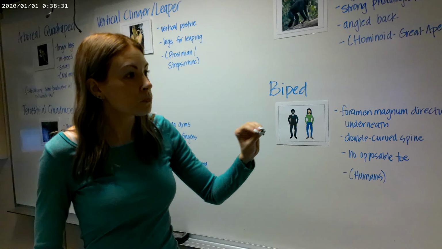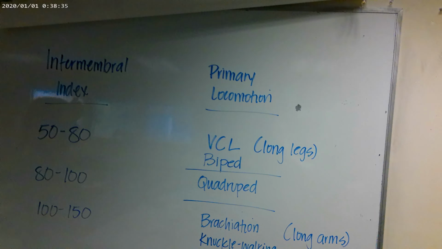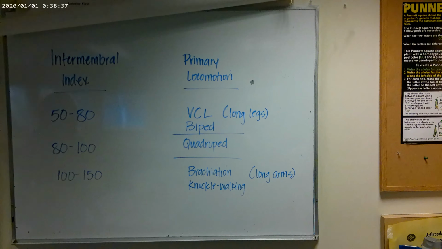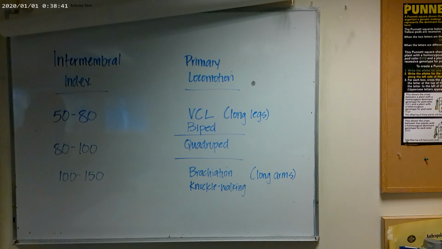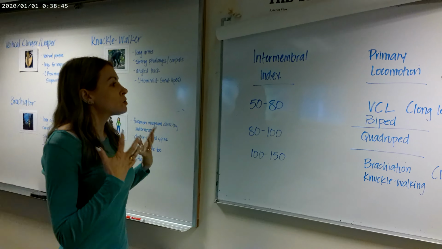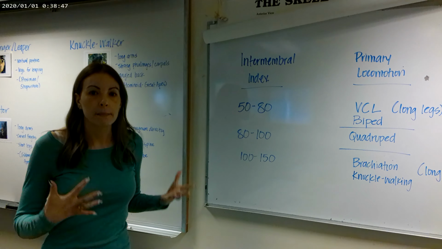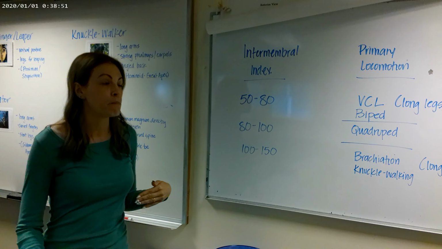The last thing you need to know is the intermembral index. Sometimes when you are looking at skeletal remains, you can actually figure out the type of locomotion that that animal used. Basically, you're going to have an equation that you'll work on where you're looking to see, does the animal primarily use its arms to get around, its legs to get around, or a mixture of both?